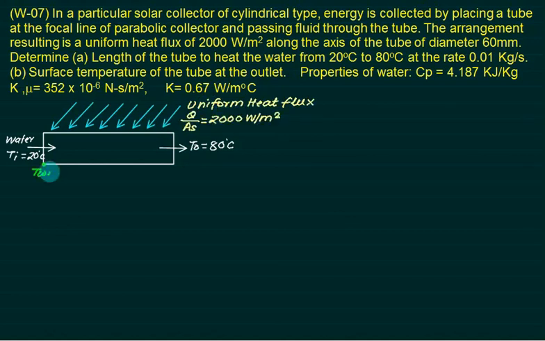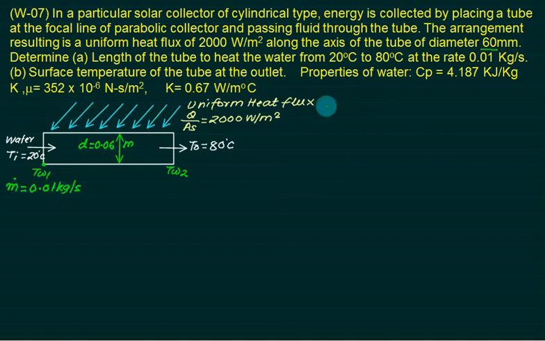Let the inlet wall temperature be TW1 and at outlet the wall temperature be TW2. In the case of uniform heat flux, the temperature along the wall will go on increasing. The diameter of the tube is 60 mm, that is 0.06 meters. We are given a mass flow rate of 0.01 kg per second.